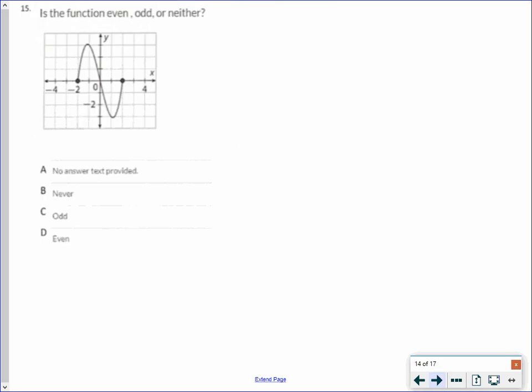Number 15, is the function even, odd, or neither? In this case, it's going to be odd. And that's what our answer choice is.